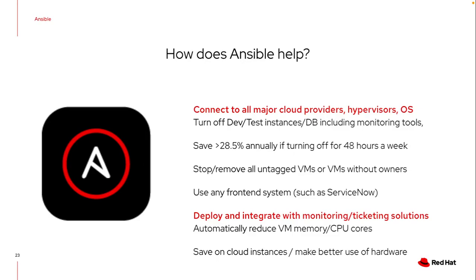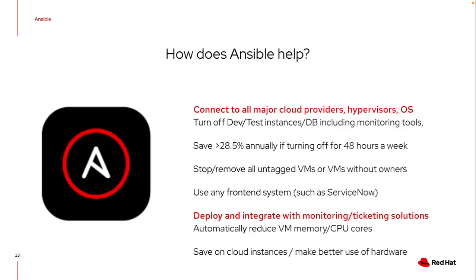So I could use Ansible to turn off those development and test instances, the databases, every single weekend. So if I turned off for just 48 hours a week, I save 2/7 of the cost of those resources every single year. So that's about 28.5% annually. That's a giant savings, and anything on top of that I do in terms of right sizing instances or getting rid of unused resources increases that overall savings.